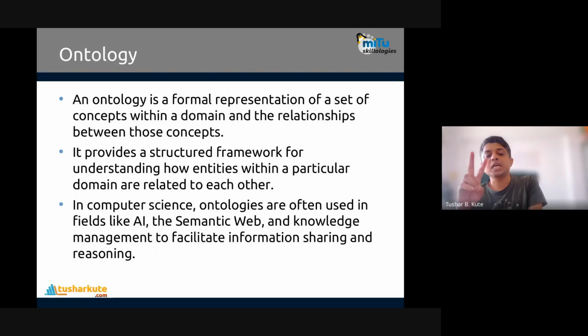For logical structure, there are concepts to organize the data in a file: first, ontology; second, frames. What is ontology? Ontology is one of the old formats of language where relationships among data can be shown. An ontology is a formal representation of a set of concepts within a domain and the relationships between those concepts, which provides the structural framework for understanding how entities within a particular domain are related to each other.